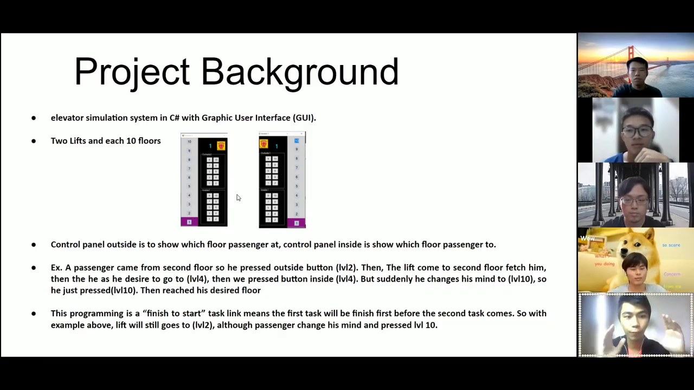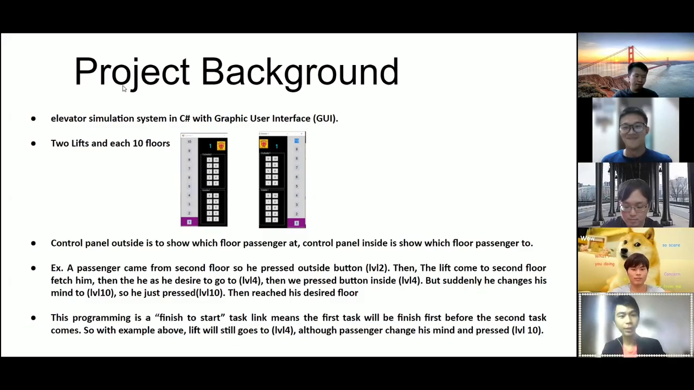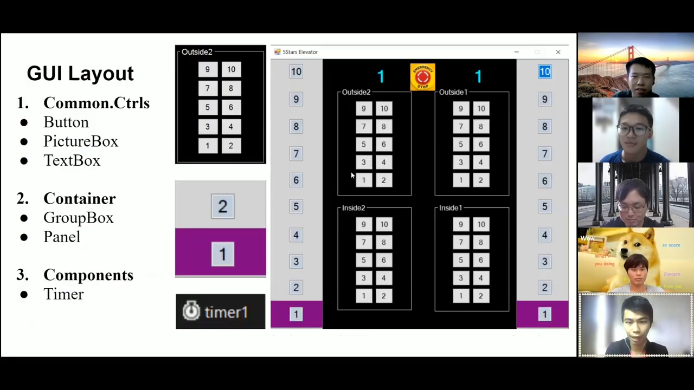This program is a finish-to-start task link, which means that the first task will be finished before the second task comes. So in the example above, the lift will still go to level 4, even though the passenger changed his mind and wants to go to 10. That is all for the project background, and we will show the demonstration by our team.